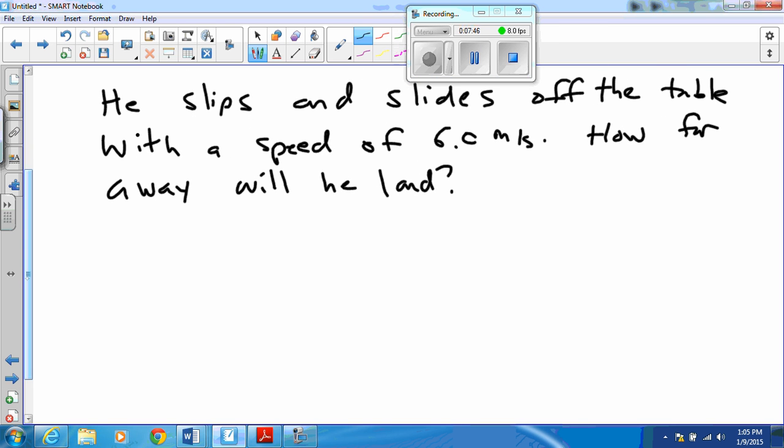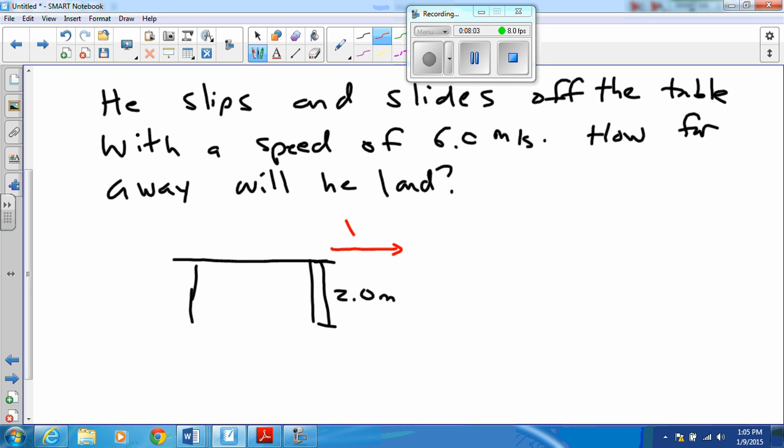Okay, and so in the interest of time here, hopefully all of you drew a picture. I'm showing that it's 2.0 meters high. What is needed in order to solve the problem is an initial velocity in rectangular form. And my V0 is perfectly horizontal in this case because he is sliding off of the table.